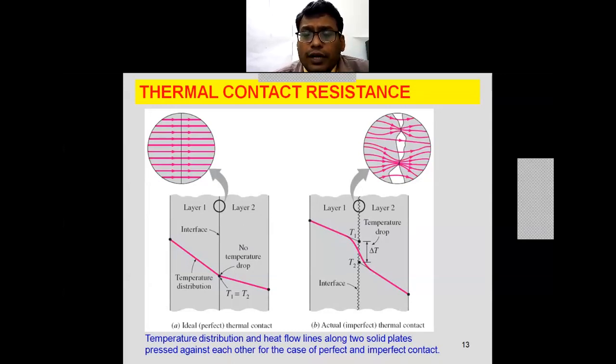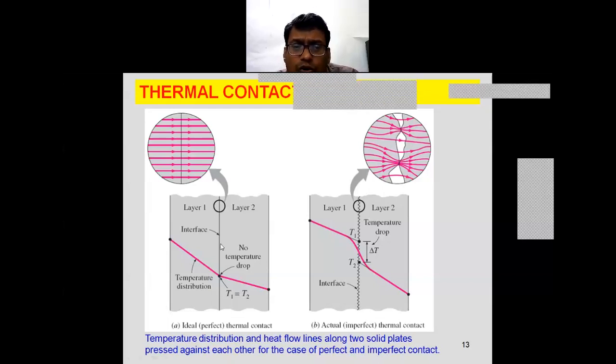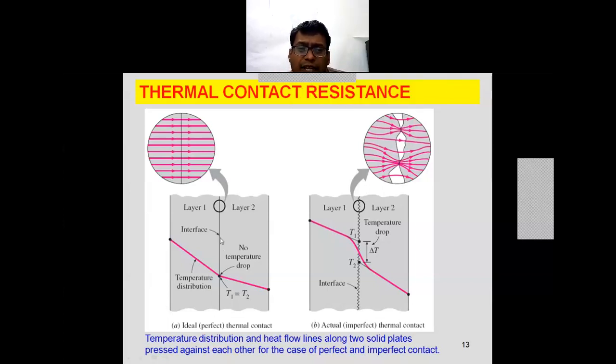So thermal contact resistances: at the contact, the temperature distribution and the heat flow line along the two solid plates. So at plate 1 and plate 2, no temperature drop at the interface has been accounted. So T1 and T2 at this interface are considered to be the same, when they are perfectly aligned and there is no gap between the two layers.